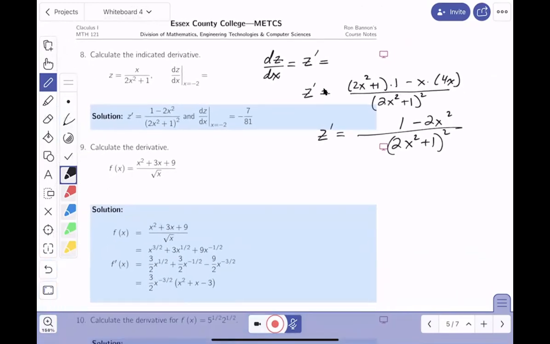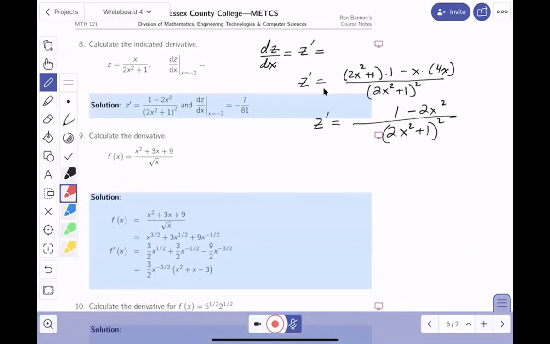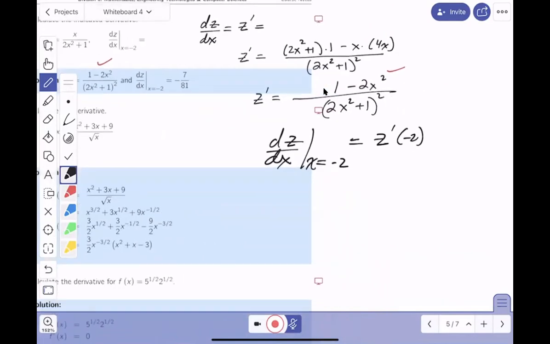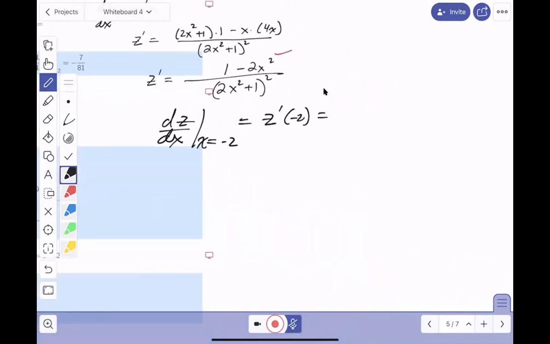Now, someone says, oh, I'm done now. Well, we'll read the question. I don't think you're done, but you did find z prime. But what they want me to do is evaluate this dz/dx. I'll write this down for you. They want me to evaluate dz/dx when x is equal to minus 2. That's the same thing as writing down z prime evaluated at minus 2. Well, I think I can do that just by plugging it in.